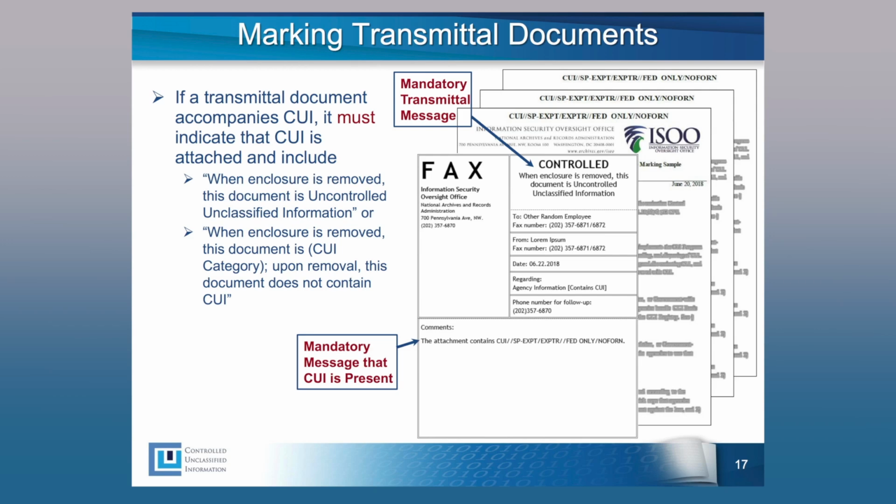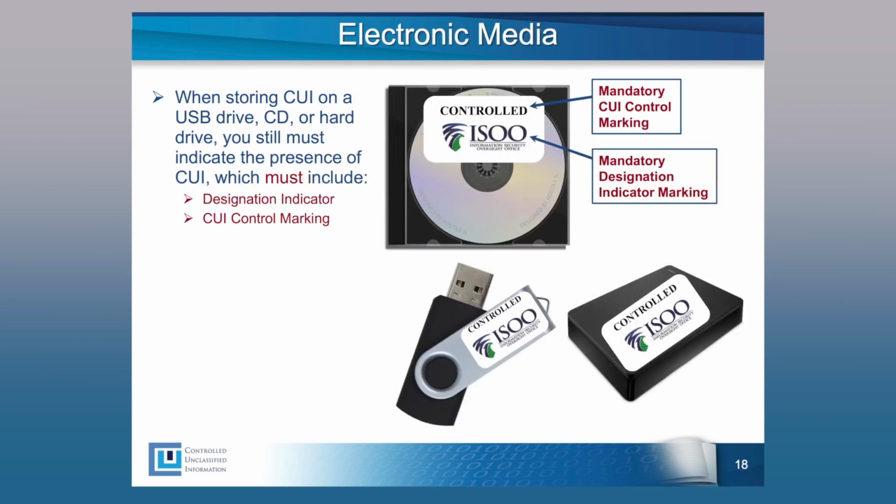You can see from this example that the document enclosed is CUI Specified, which the transmittal message clearly indicates. When storing CUI electronically, such as on hard drives, USB drives, or CDs, there must be a physical marking to indicate that the information on the storage device is CUI. While it may not be practical to include the full designation of the category of CUI, when feasible, there must be a clear label of controlled or CUI and the designating agency on the outside of these storage devices, such as in the examples on this slide.